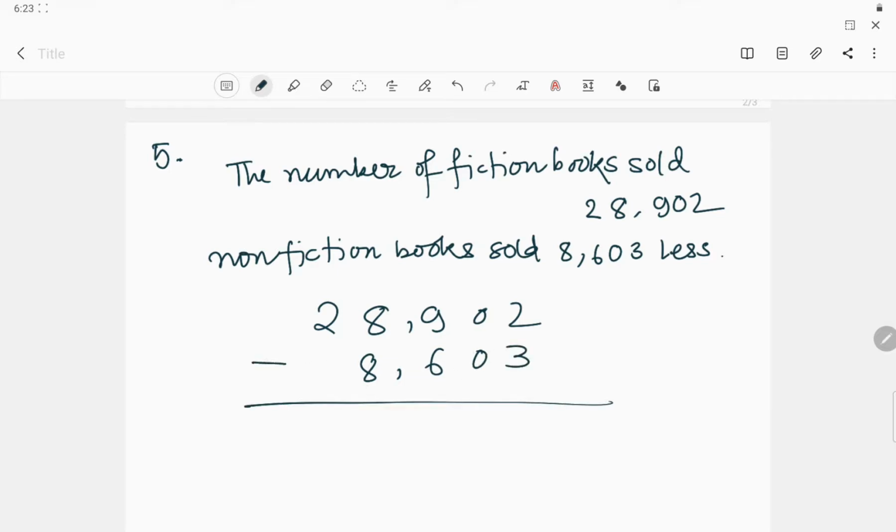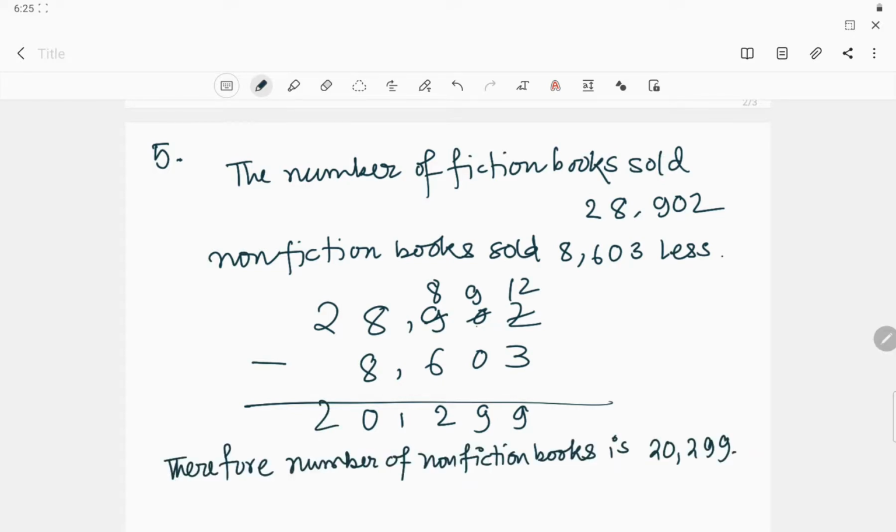So you have to do subtraction. Write down the numbers and subtract. 2 here, so it will be 12, and 12 minus 3 is 9. Then 8 minus 6 and 0 and 2, so the answer is 20,299. So the number of non-fiction books is 20,299.